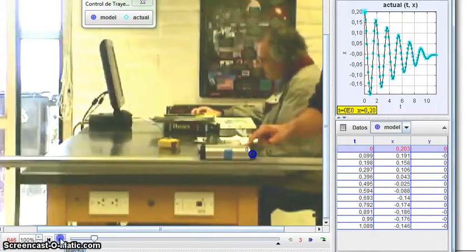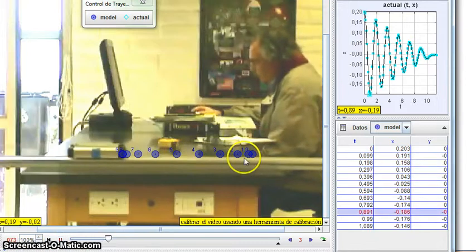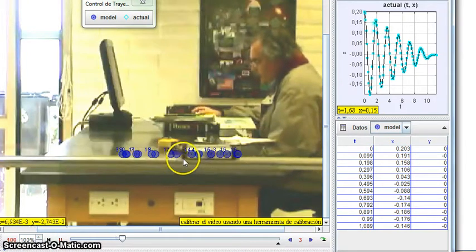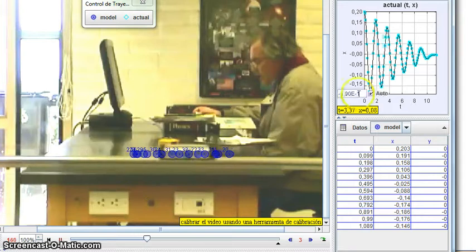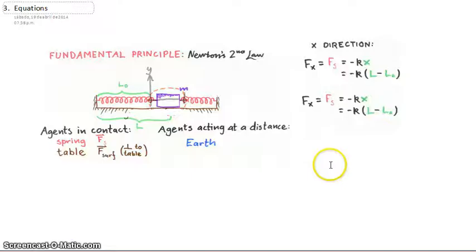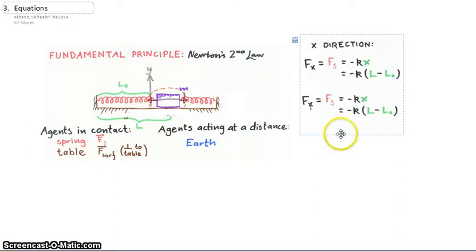The spring wars: two springs attach a car with a mover, in this kind of situation and this graph situation. The fundamental principle is Newton's second law. The agent with the constant is the spring, and the agent acting at a distance is the Earth. Hooke's law is this one.